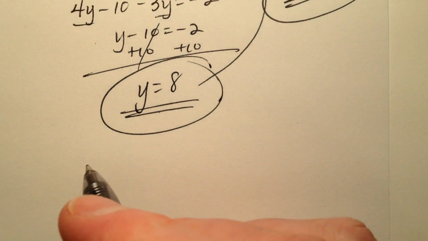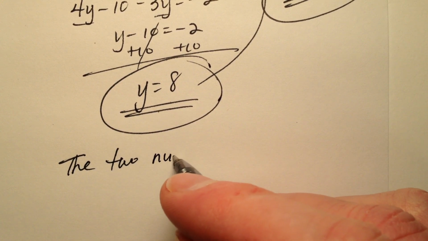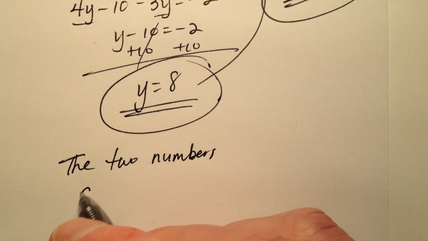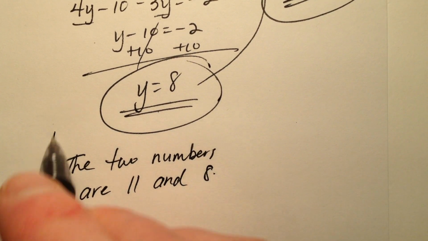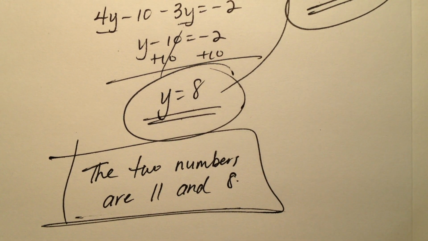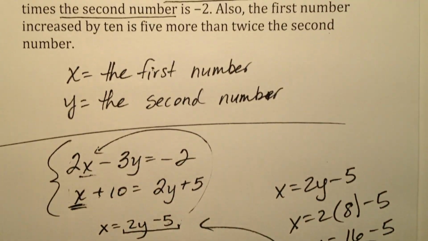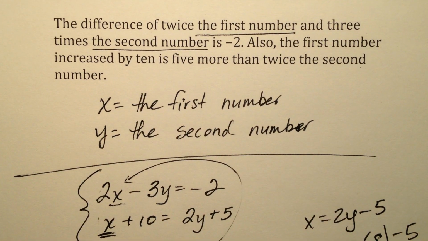So I could write a sentence, the two numbers are 11 and 8. Okay, so that would be the solution to this system question that's talking about the relationship between these two numbers.